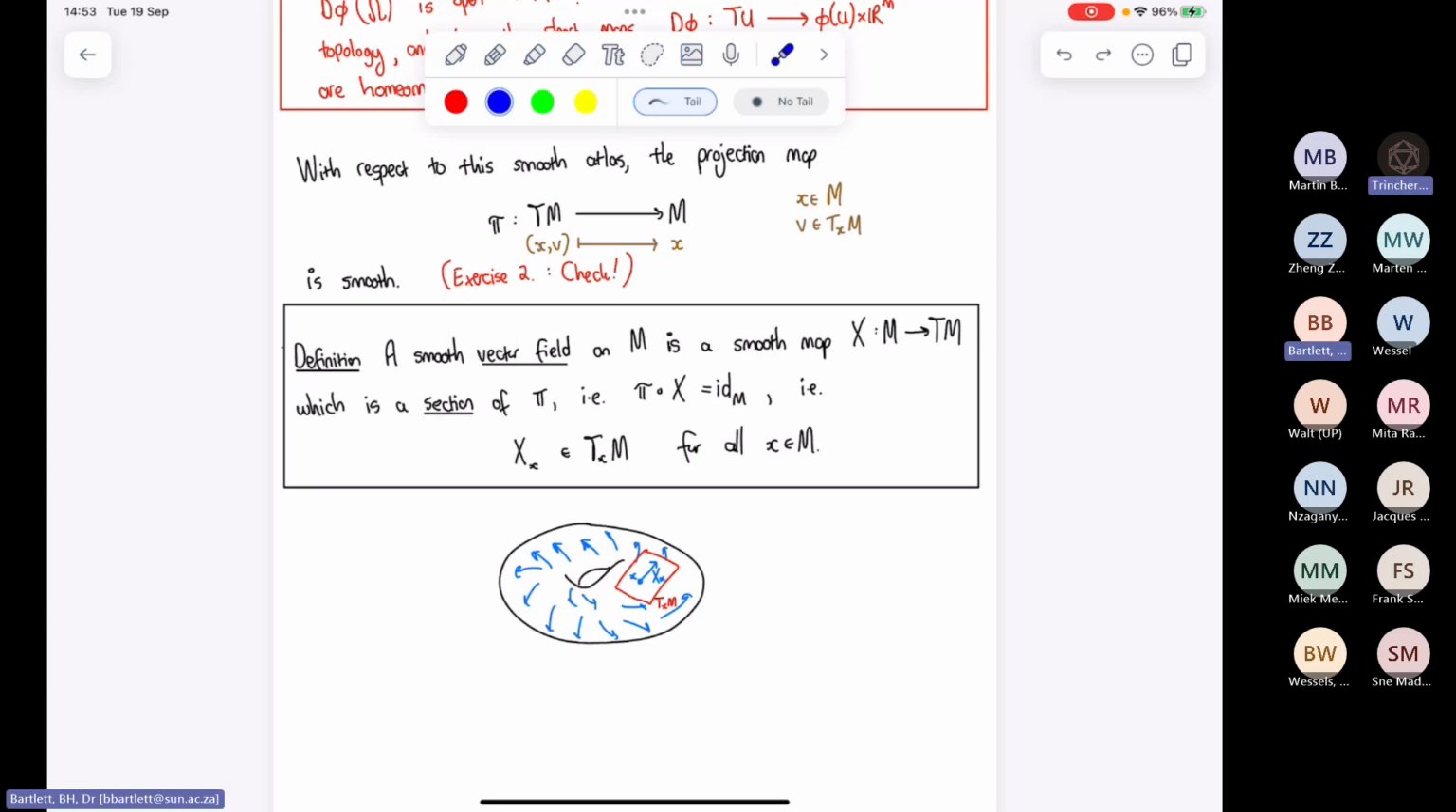If I wanted to read about infinite dimensional smooth manifolds, do you have a reference for me? Yes, I'll put it on the website. All right, sweet, thank you. Okay.